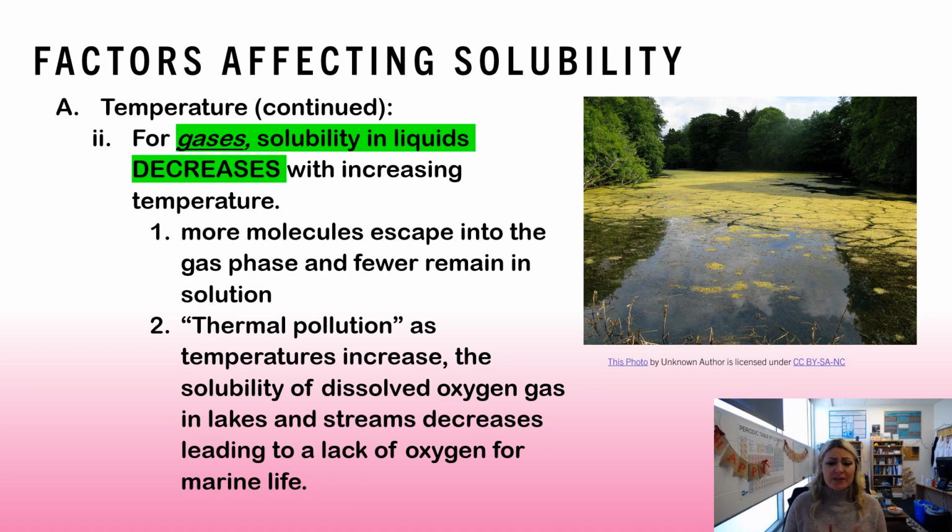So this is what we consider thermal pollution. So pollution is a result of increasing temperature. So as the temperature increases, the solubility of dissolved gases like oxygen in your lakes and your streams decreases. As that temperature increases, there's less solubility for oxygen in the water. So oxygen leaves the water.